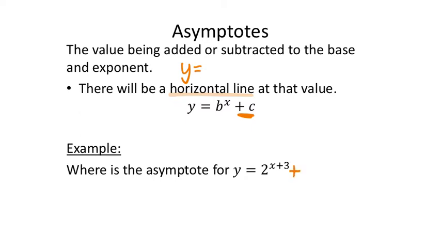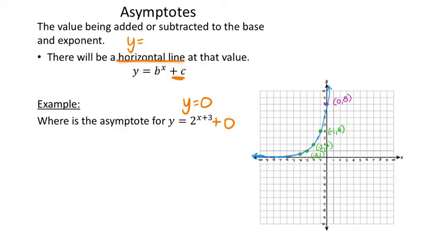There's just a phantom plus 0 right here. So the asymptote would be the equation y equals 0, which again, that's going to give us a horizontal line. So this is the graph that we drew for this equation. Now it wasn't showing the plus 0, it's a phantom plus 0, but it was there, just couldn't see it. But this gives us this line right here.